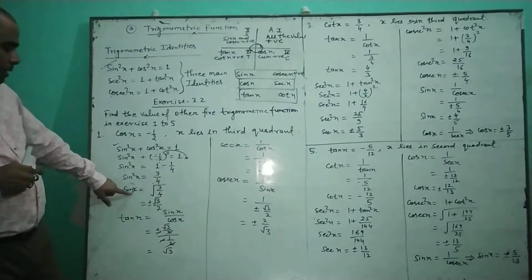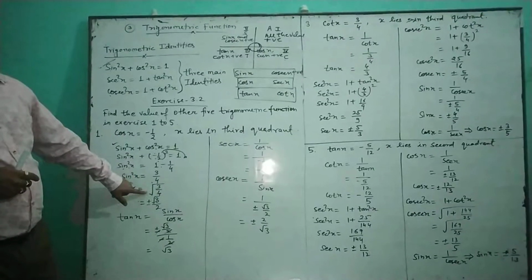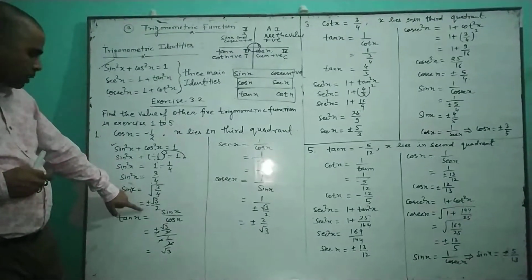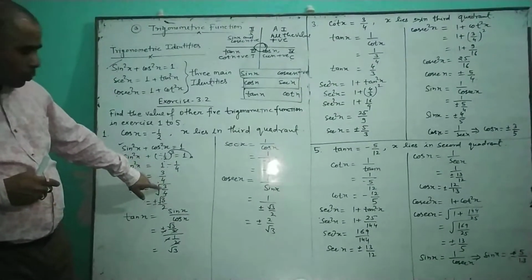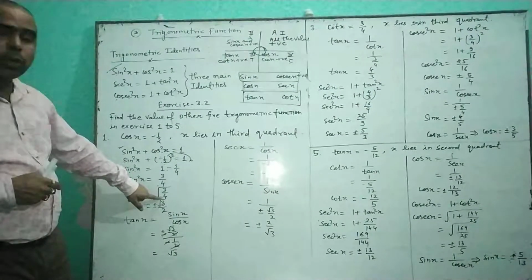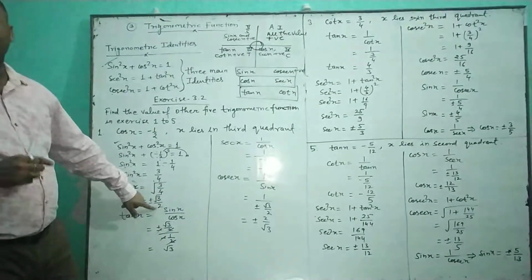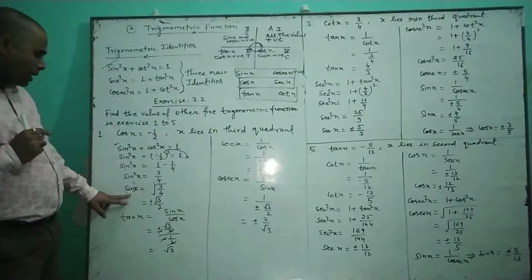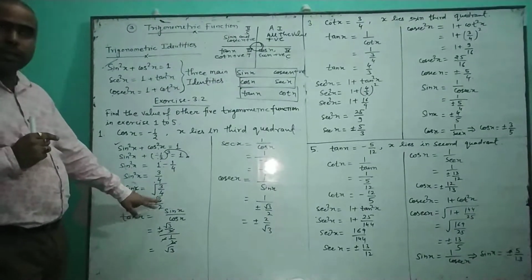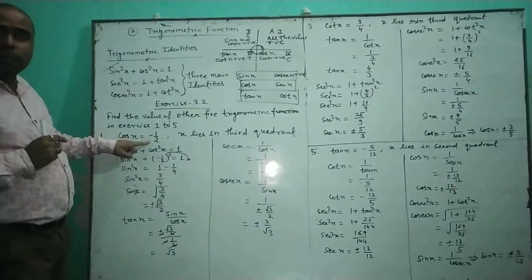Now sin x is equal to under root 3 by 4. Now sin x is equal to plus minus, the square root of 3 is not available, so we have to keep under root 3, and the square root of 4 is 2, and the value of root 3 is 1.732. Now sin x is equal to plus minus root 3 by 2, and cos x is equal to minus 1 by 2.